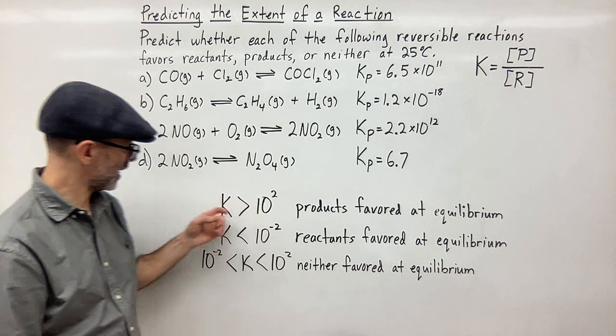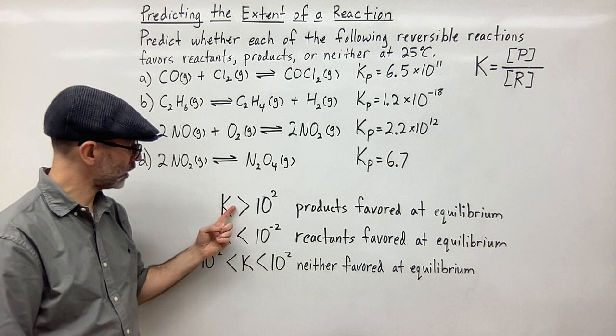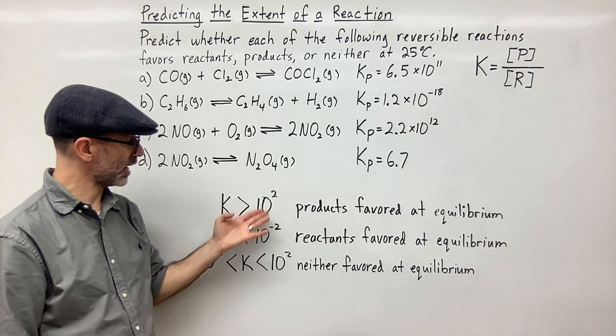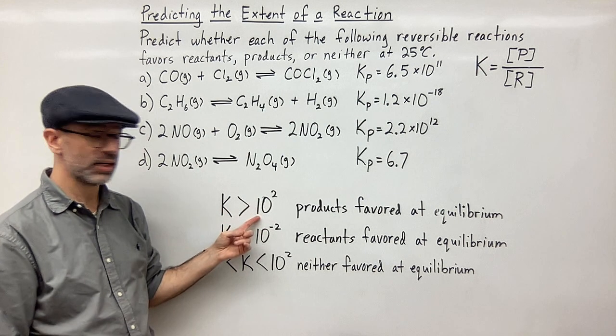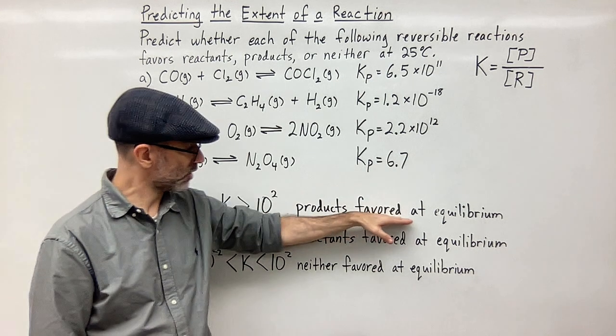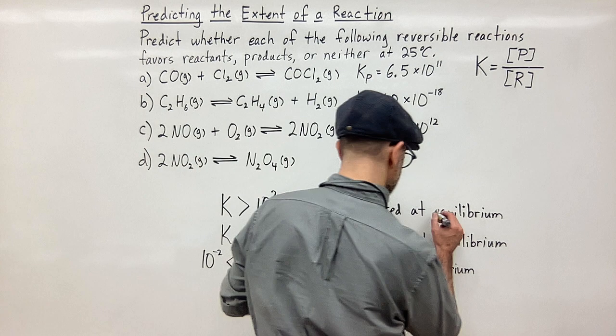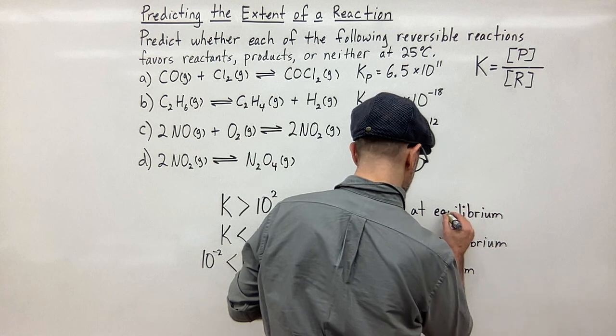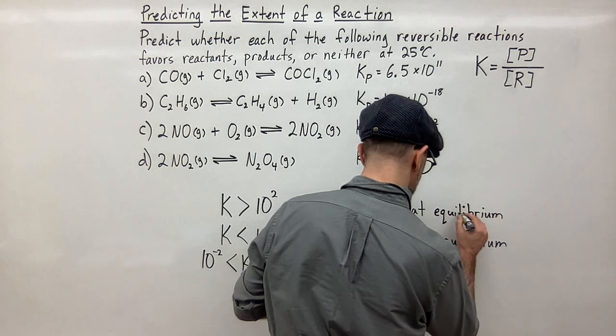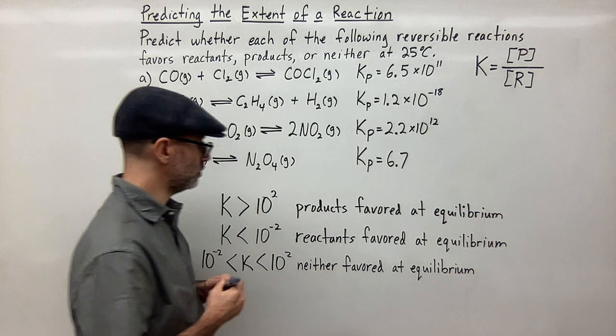So I have written here that a K larger than 10 to the second power, or 100, means that products are going to be favored at equilibrium. Let me fix this here. Equilibrium.